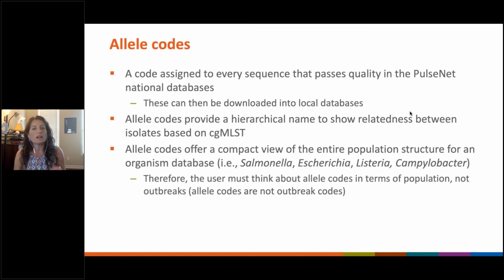Allele codes provide a hierarchical name to show relatedness between isolates, and these are based off of the core genome, or cgMLST. They offer a compact view of the entire population structure for an organism database, such as Salmonella or E. coli. Therefore, you need to think about these allele codes in terms of population and not outbreaks. And remember that allele codes are not the same as outbreak codes.